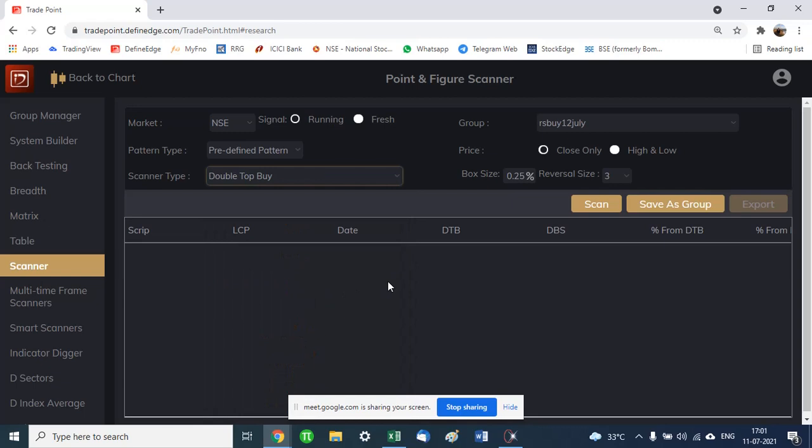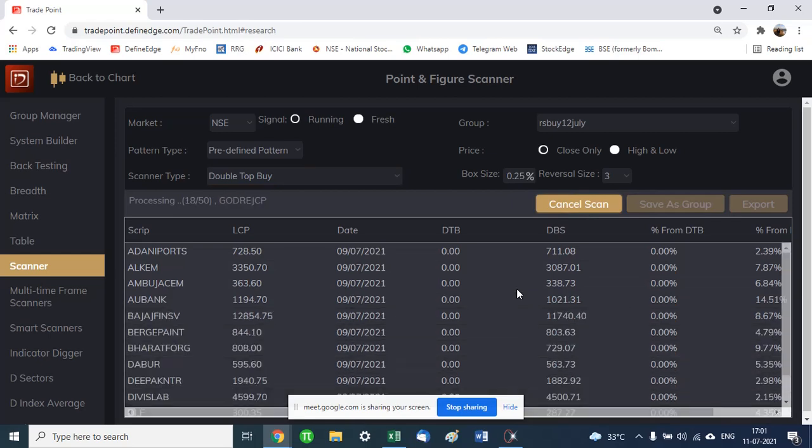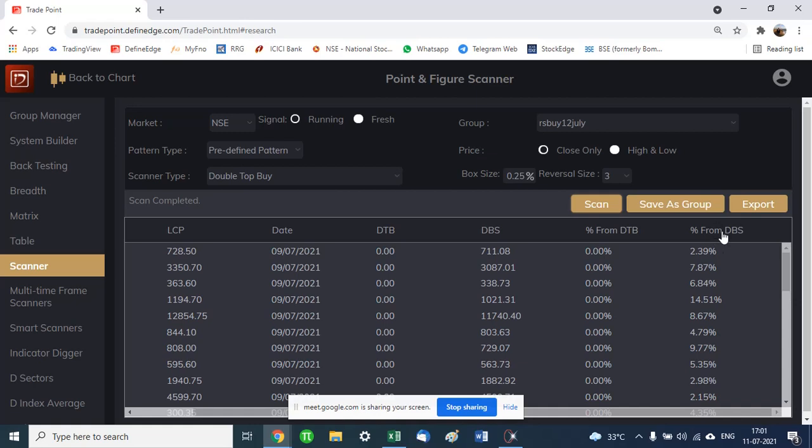So we have identified the stocks based on relative strength, formed a group for it. Now we want to see which are the stocks in those strong stocks that are generating a double top buy as of now. So it is giving us these results. And it is also mentioned over here how much percentage it is away from the double bottom sell level.